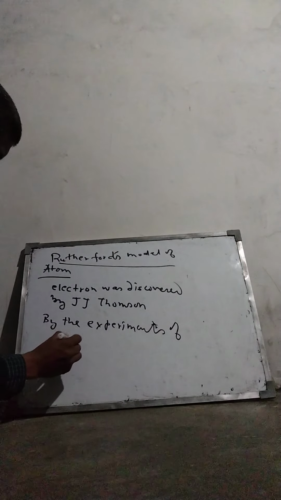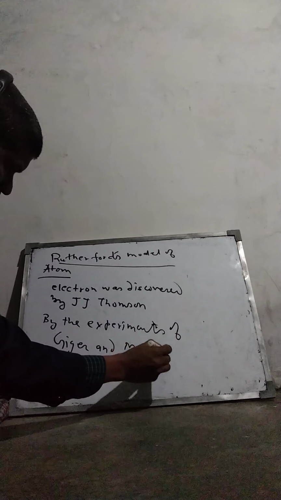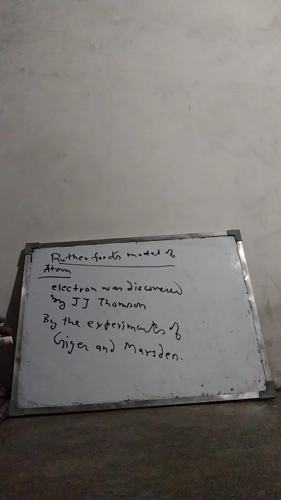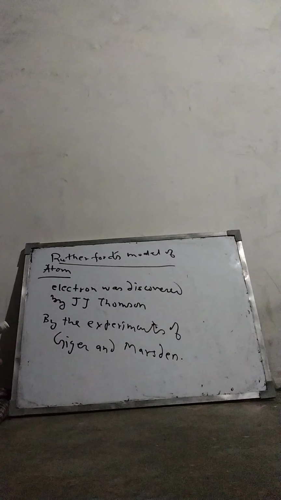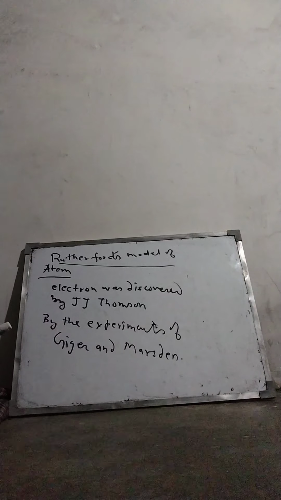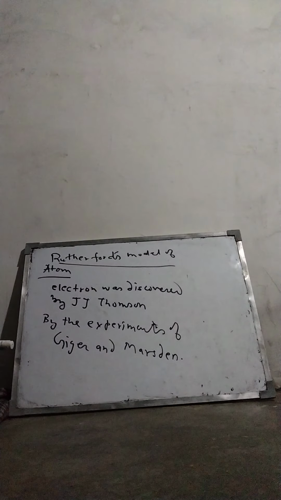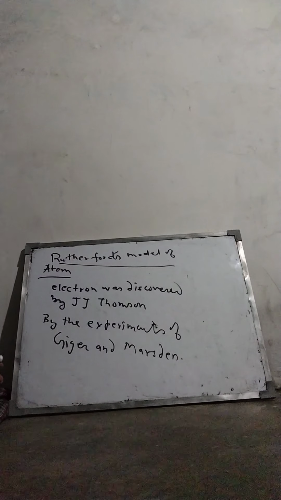Geiger and Marsden. They are two scientists. They performed different experiments, and from their experiments, Rutherford came to a conclusion about Rutherford's model of atom. So what was one of their experiments? The experiment of Geiger and Marsden.